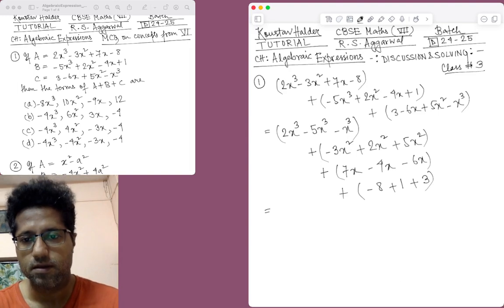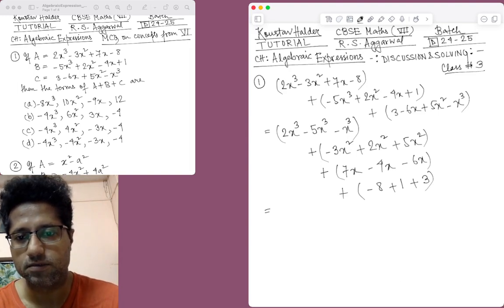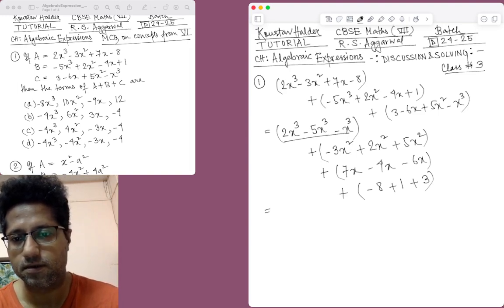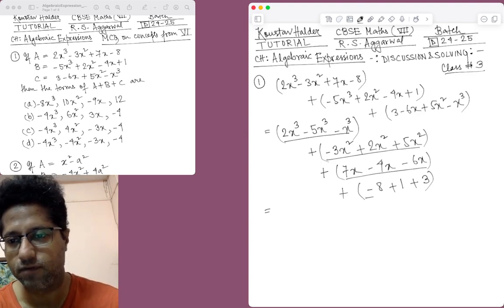Now this is nothing but addition of like terms. All these are like terms. 2x cube.